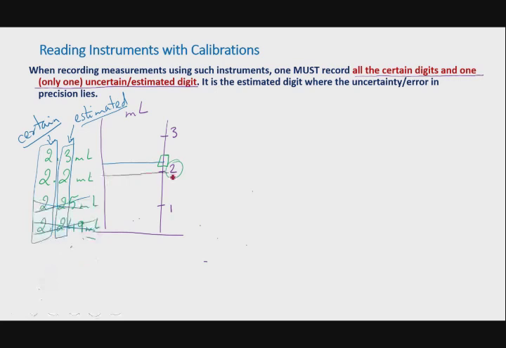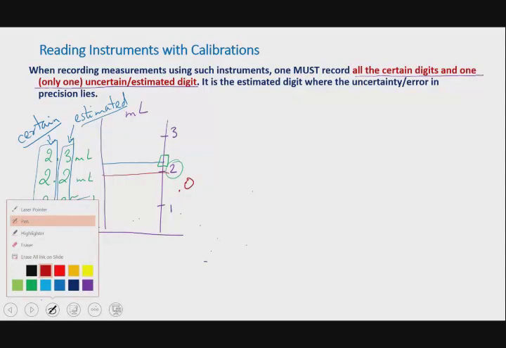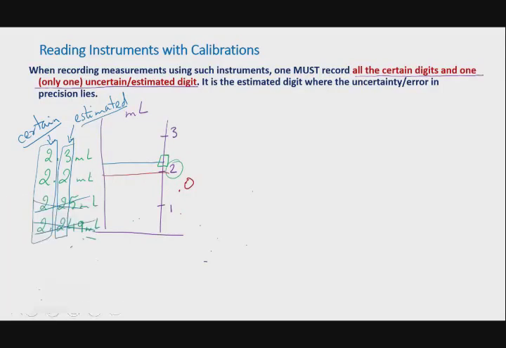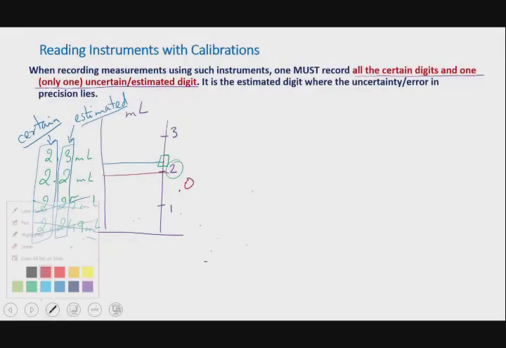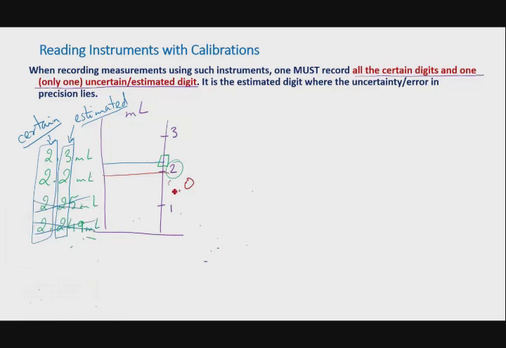How would you record that volume? Once again, you must have all the certain digits and one uncertain digit. So this would be 2.0 mLs. This 0 is where the error lies, and therefore this 0 is very important.